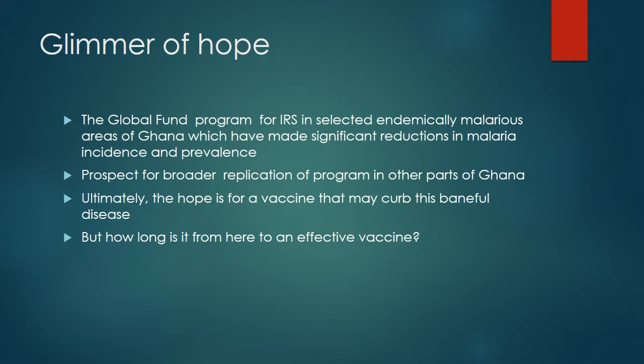A glimmer of hope. Well, the Global Fund program for IRS in selected endemically malarious areas of Ghana, which have made significant reductions in malaria incidence and prevalence, especially in the middle southern part of Ghana, in the Ashanti region, is a ray of hope. The prospect for broader replication of the program in other parts of Ghana also constitutes a glimmer of hope. But ultimately, the hope is for a vaccine that may curb this baneful disease afflicting Ghana.